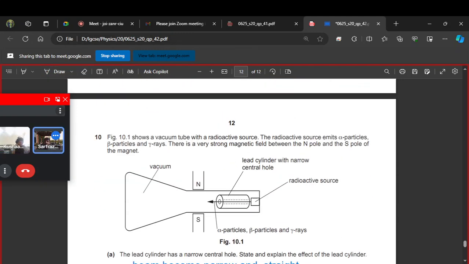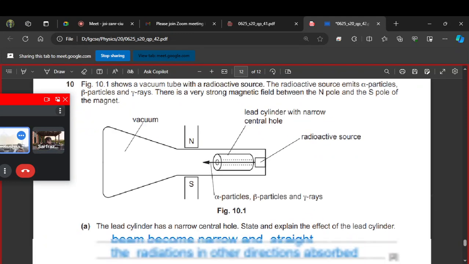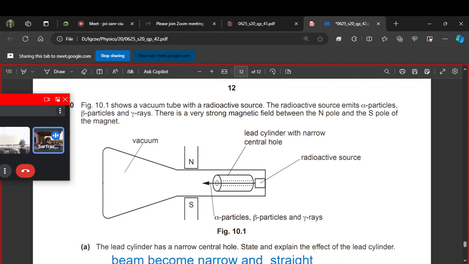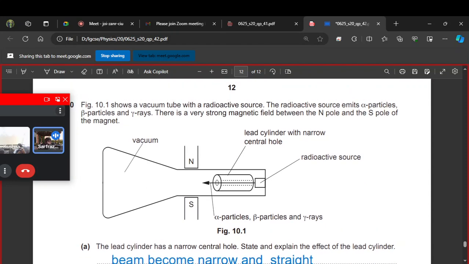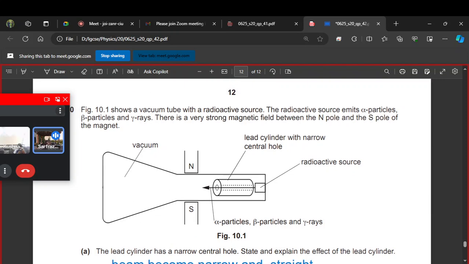The next question says that figure 10.1 shows a vacuum tube with a radioactive source. The radioactive source emits alpha particles, beta particles, and gamma rays. There is a strong magnetic field between N and S poles of the magnet. Here you can see S and N pole. Are you seeing it on the screen? The lead cylinder has a narrow central hole. State and explain the effect of the lead cylinder. How or why do we use the lead cylinder here?